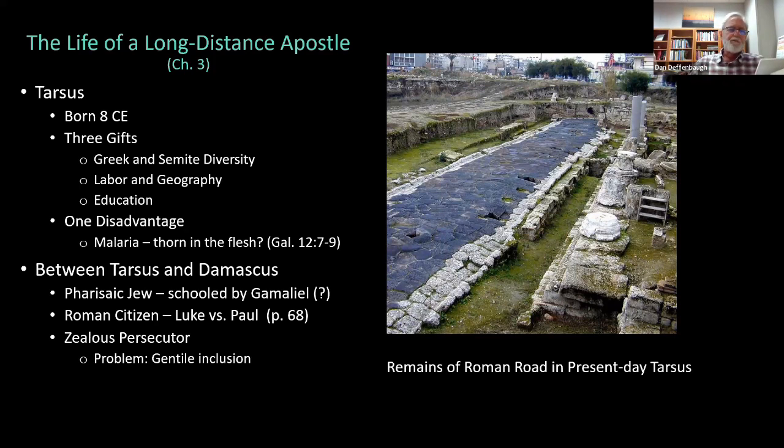Therefore, to keep me from being too elated, a thorn was given me in the flesh, a messenger of Satan to torment me, to keep me from being too elated. Three times I appealed to the Lord about this, that it would leave me, but he said to me, "My grace is sufficient for you, for power is made perfect in weakness." By the way, it's 2 Corinthians, not 1 Corinthians, 2 Corinthians 12.